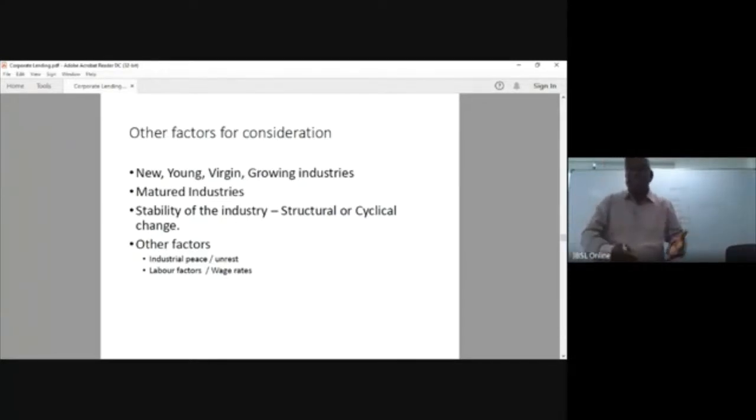And wage rates. Now you can see the estate sector, the estate tea industry, is getting affected because of wage rates, rights and so many things. Now they have come to an end. So these are the factors you have to consider in the case of industries.